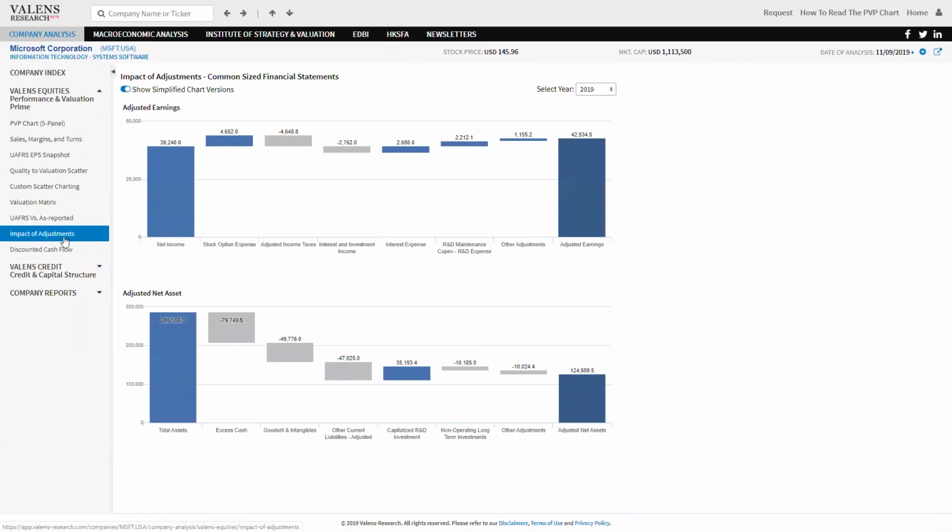This tab helps give you a bridge from as reported net income to our adjusted earnings number, and as reported assets to our total adjusted assets. And so you can see what's driving the adjusted ROA to be so much better, and what the distortions are that as reported GAAP creates. And we can see here there's a couple of issues.